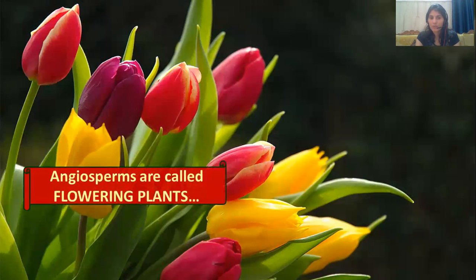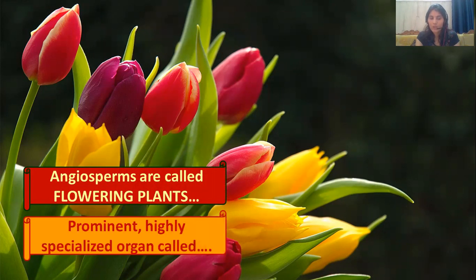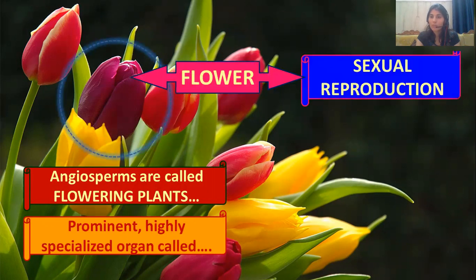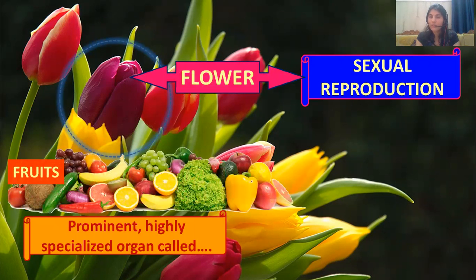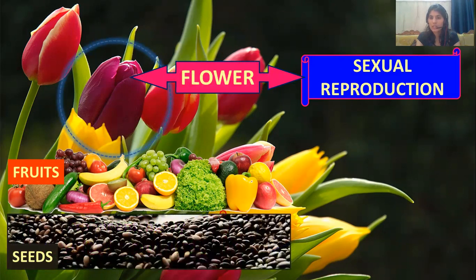What happens in angiosperms? All the angiosperms are also known as flowering plants. Here, the very prominent, highly specialized organ is known as the flower, and this flower is the main reproductive structure. This is the site for sexual reproduction, and through this sexual reproduction we get the end results. And what are the end products of sexual reproduction? Those are the fruits and seeds.